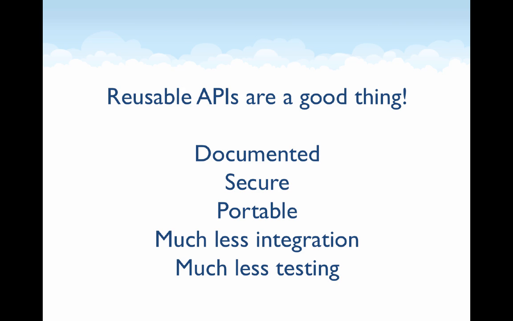So to summarize, reusable APIs are a good thing. They're documented, they're secure, they're portable, and there's a lot less integration and a lot less testing. So if you think about it from the timeline of a project, instead of taking 60, 70, 80% of your time doing back-end integration and testing, you can collapse that down to months of savings on a typical project, and you multiply this by many applications, and the savings in terms of your development process is profound.